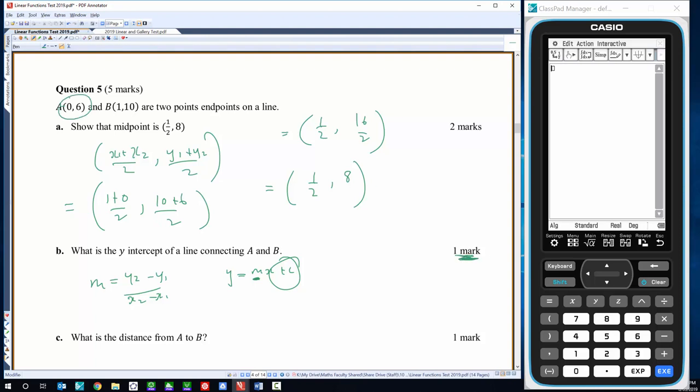All we wanted you to do is have a look at the coordinates you were given, and this one here is 0, 6, and that is that the y-intercept occurs when x is equal to 0. So actually we can just state 0, 6 is the y-intercept.